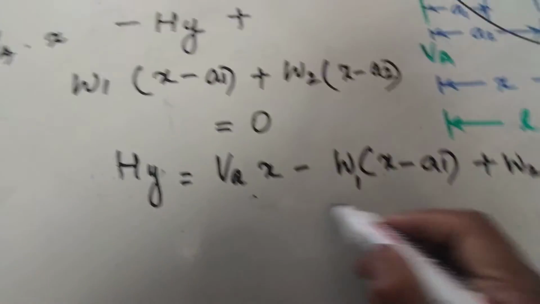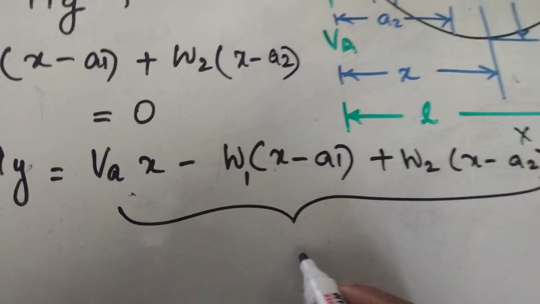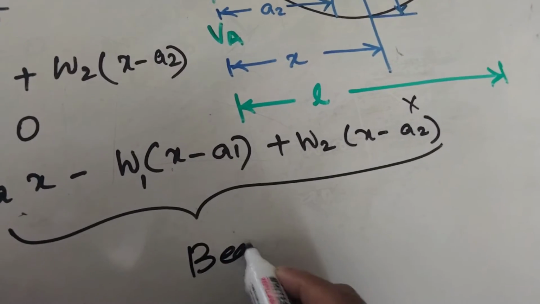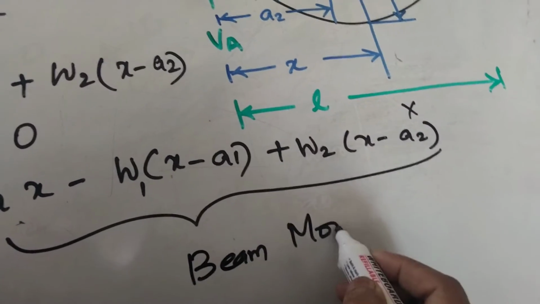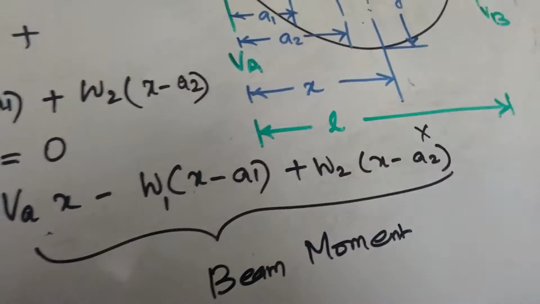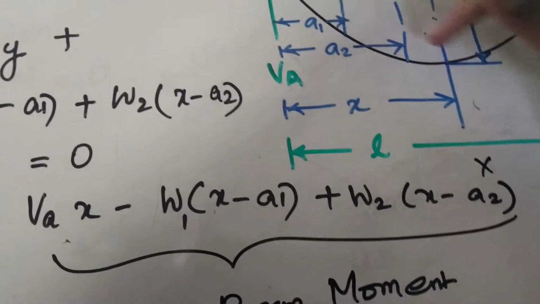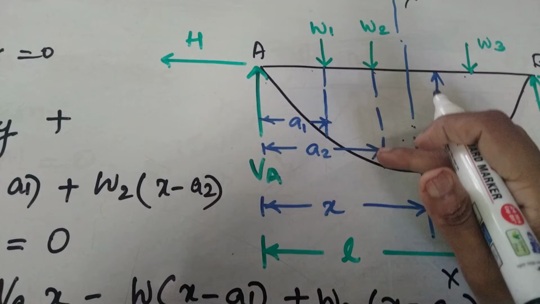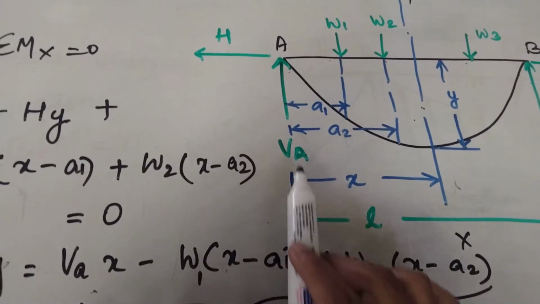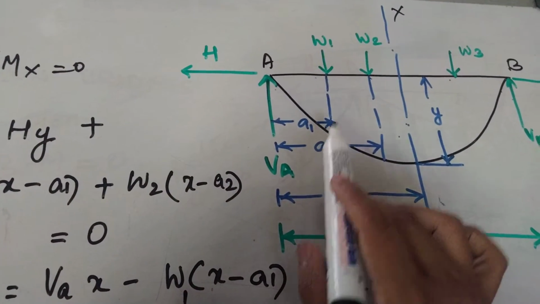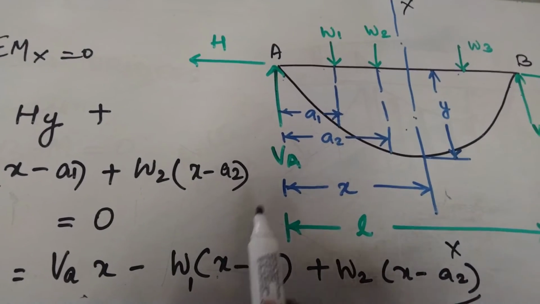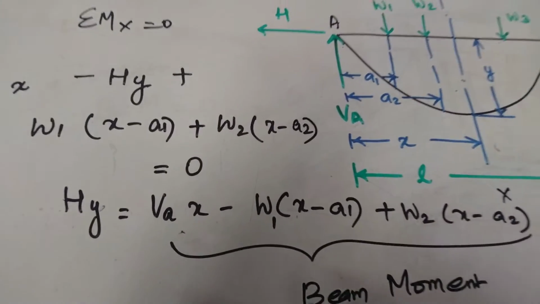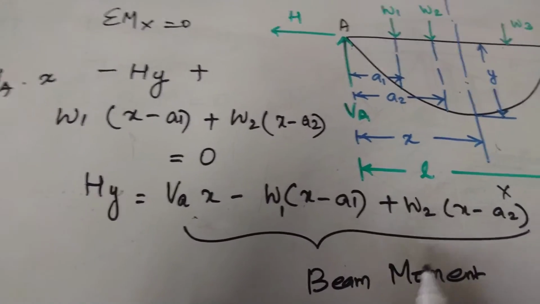This term is the beam moment. Up to this point, what is the moment? That is VA into x minus W1 into (x minus a1) minus W2 into (x minus a2). So this is the equilibrium equation for a cable.